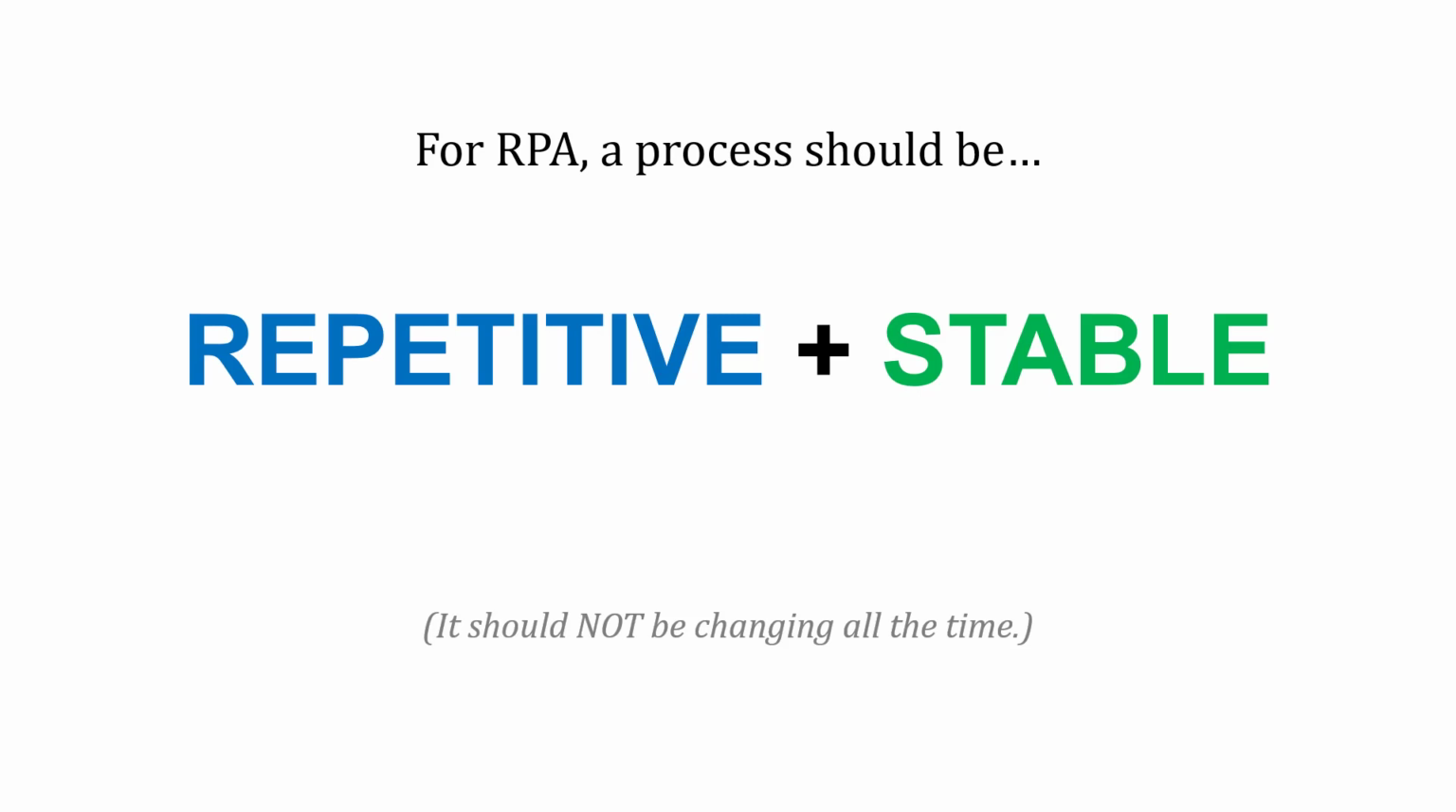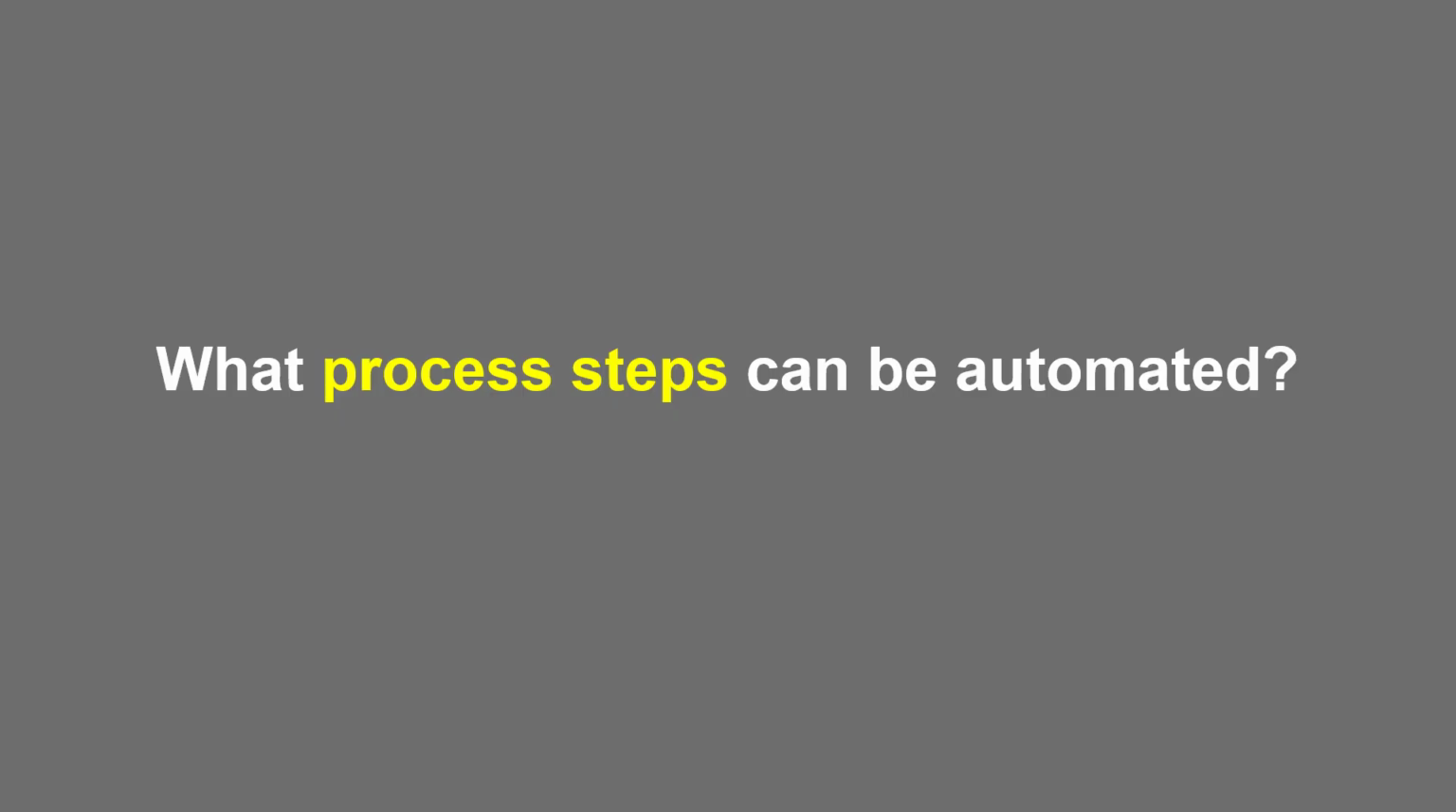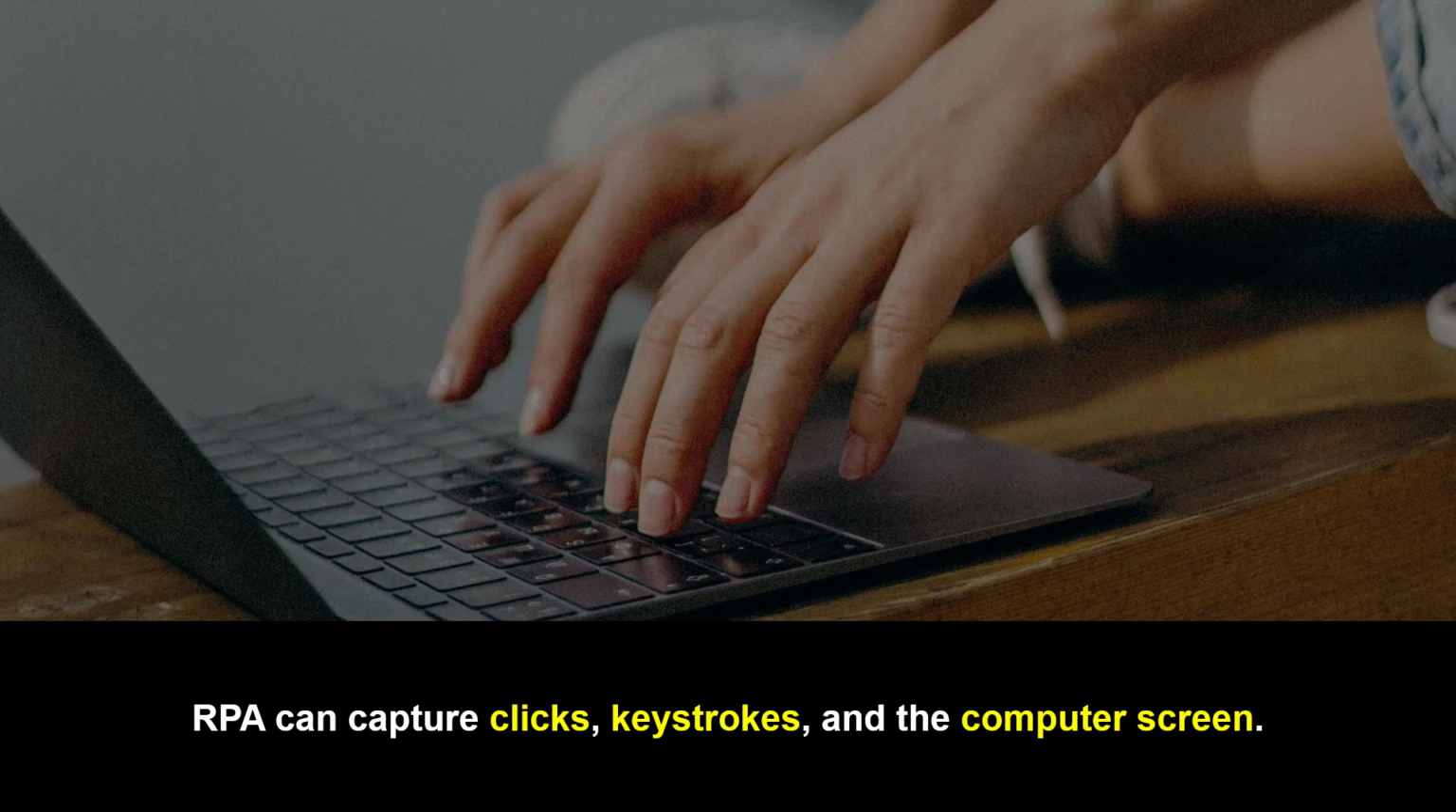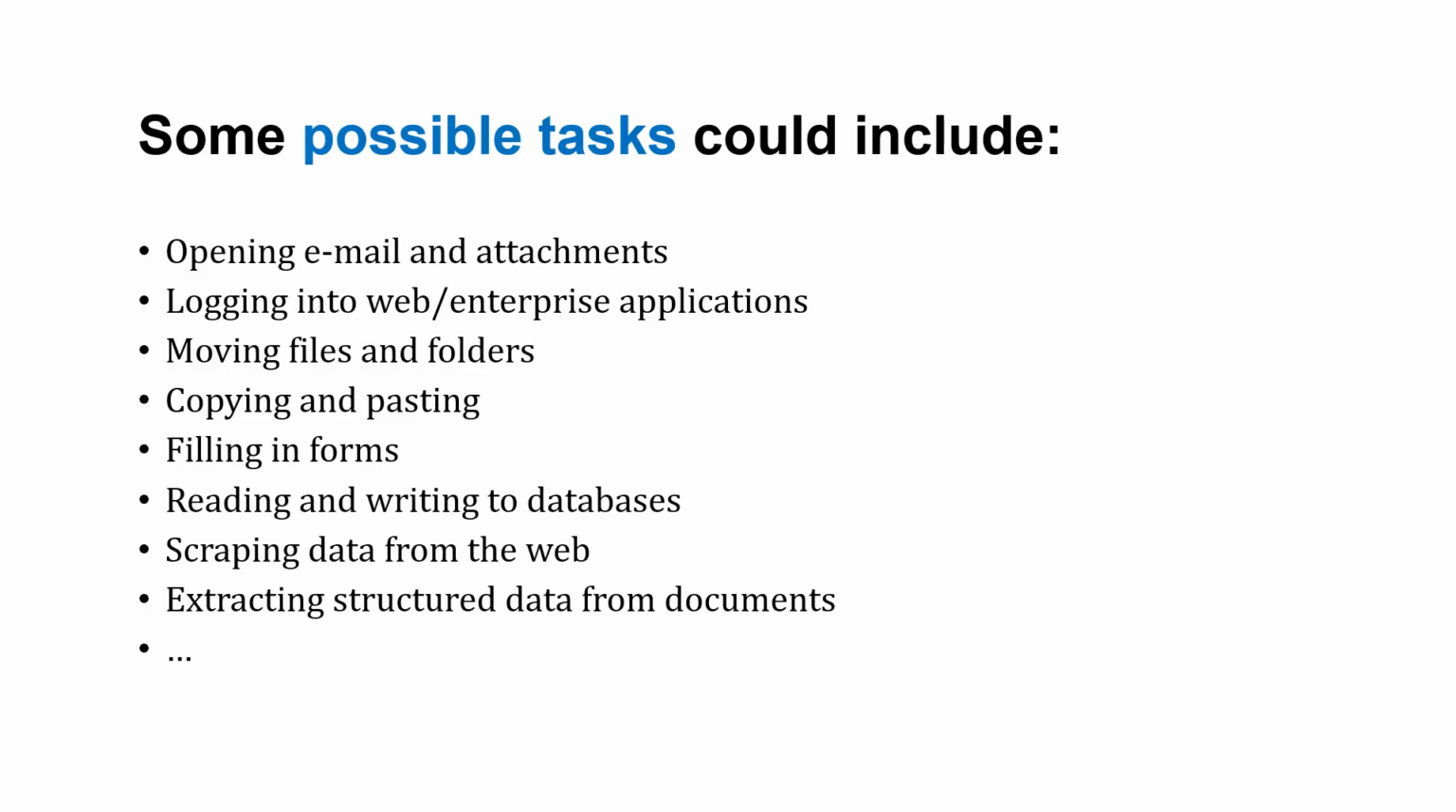And for RPA, to automate a process, it should be repetitive and stable. It shouldn't be changing all the time. Now let's take a minute to talk a little bit further about what steps in a process can actually be automated. RPA can capture clicks, keystrokes, and other things happening on our computer screen. Some of the tasks that could include are things like opening email and attachments, logging into applications, moving files and folders, filling in forms, and so on. You might be looking at this list and thinking, this is pretty mundane stuff, and that's kind of the point, to push that off onto these software bots.